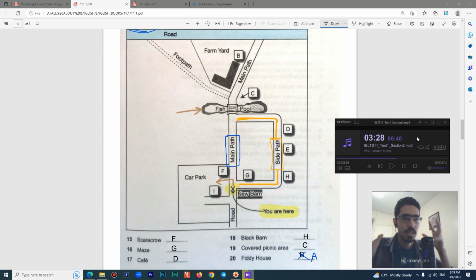So we understood that the scarecrow you can see in the car park is in the corner. The car park has only F and I, which one is the corner? F. Only F is in the corner. So the answer is F.